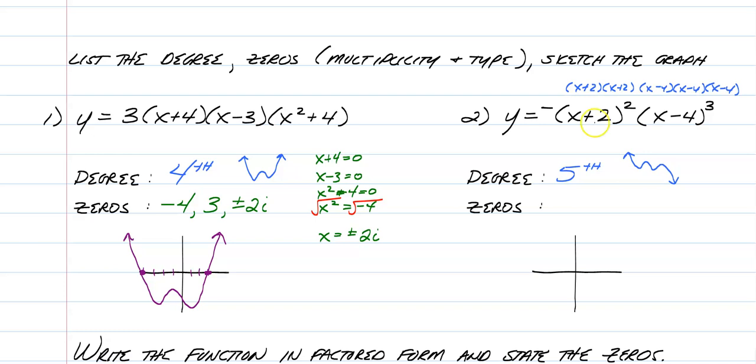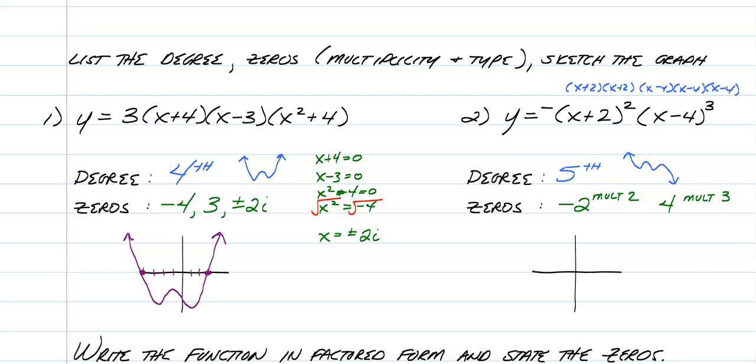So we have an x plus 2 equals 0. So one of them is a negative 2 with a multiplicity of 2. That means it's going to be a bounce. And then we have an x minus 4, which means another one of our zeros is 4 with a multiplicity of 3, which means it's odd and it's going to slash through it.